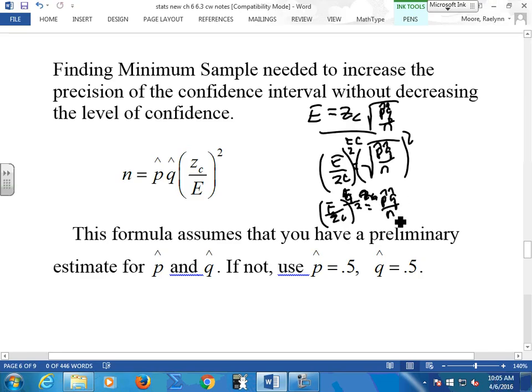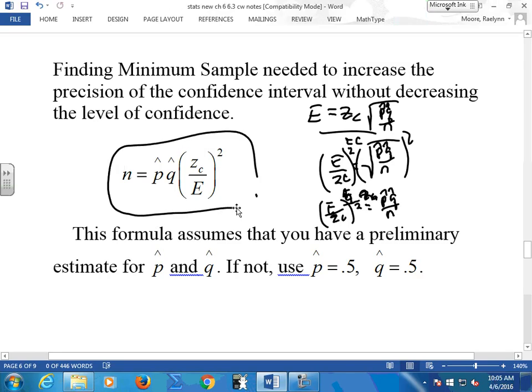And then all they did was they flipped this over, or cross multiply it if you want it first. And then I would just say flip it over, it'd be easiest. And solve for n. It's the same formula solved for n. I'll give you this format. Now, there's only one problem.